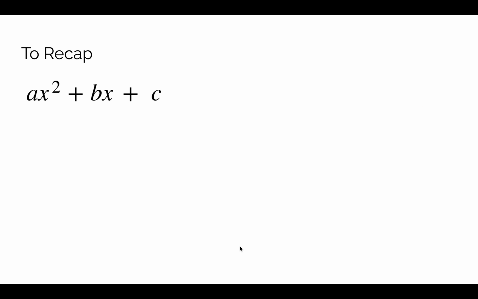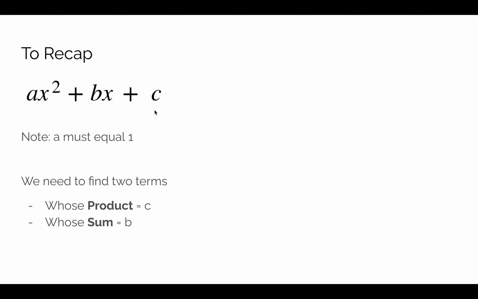To recap, in order to be able to do easy trinomial factoring, you must have an expression in the form of ax squared plus bx plus c, where a must be equal to 1. And in order to factor, you need to find two numbers whose product is equal to c and whose sum is equal to b. And once you find those two numbers, you can plug them into this factored format, which will be x plus or minus a number times x plus or minus the other number. And the sign in each of those brackets will depend on the product and the sum in the expression.